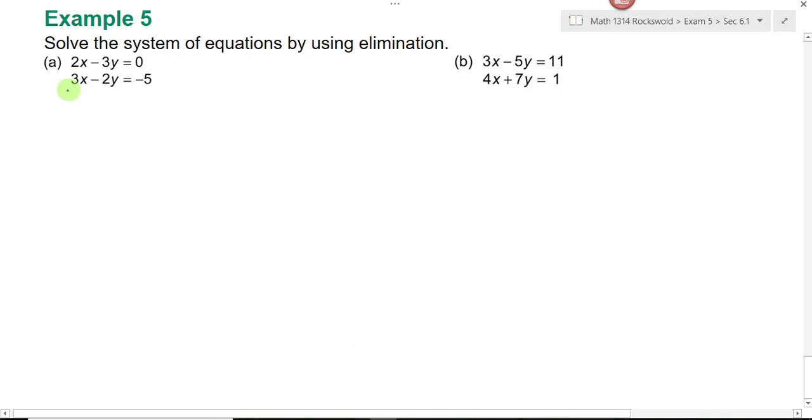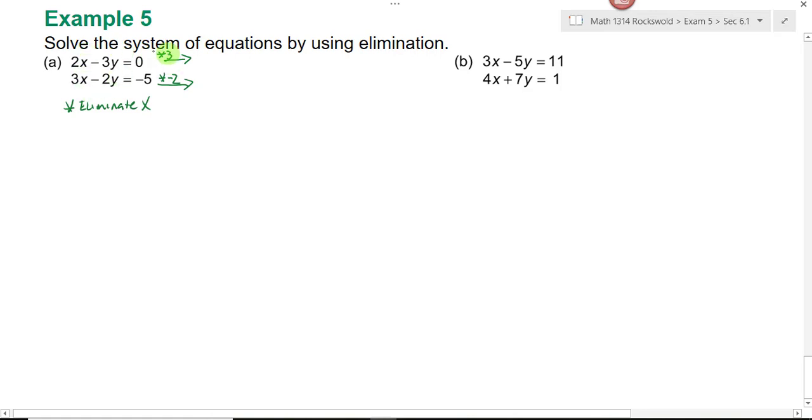Honestly, it doesn't matter if I choose the x's or the y's, so I'm going to say let's eliminate the x's. In order to eliminate x here, I need one of my x's to be positive and one of my x's to be negative. So I'm going to say let's multiply this first equation by 3, and we'll multiply the second equation by negative 2. That'll give me a positive x and a negative x.